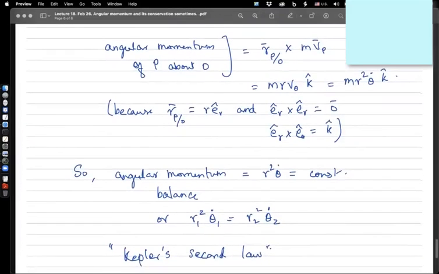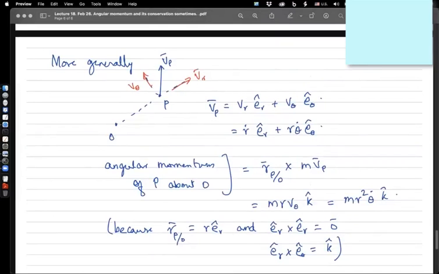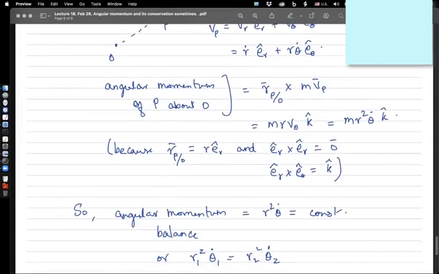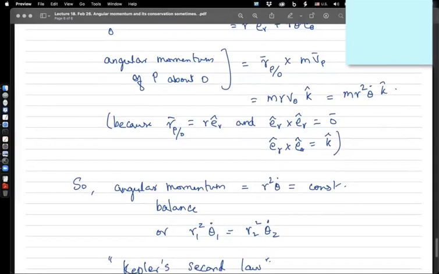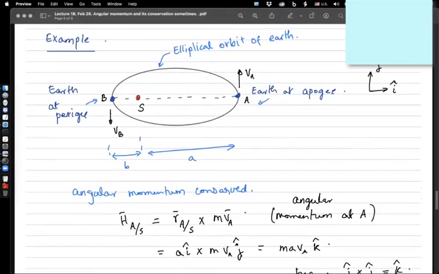So if you say angular momentum is conserved, basically, well, the mass is just a constant. If you say r is the distance from the Earth to the sun, and theta dot is basically the rate of change of this angle, or you can say r v theta. So basically r1 square theta 1 dot equals r2 square theta 2 dot. That is basically the implication of angular momentum balance for the Earth, which applies to not just these 2 points, but any point along the ellipse.